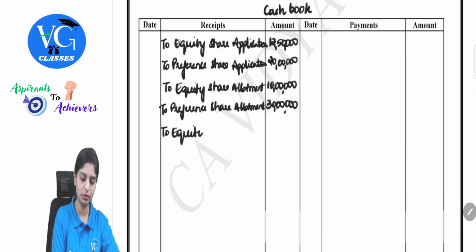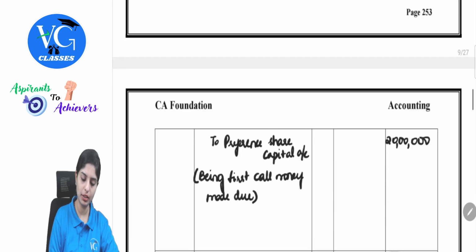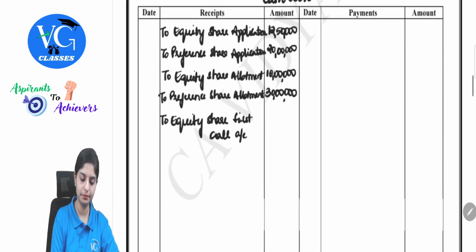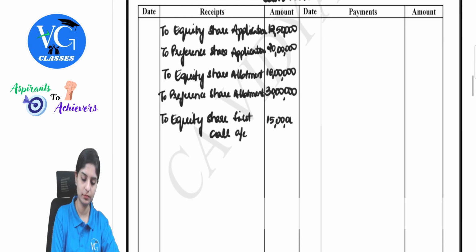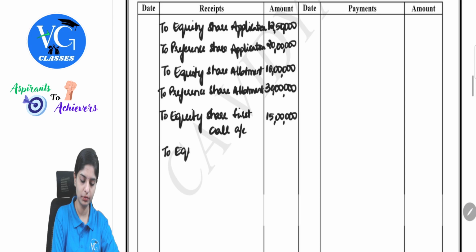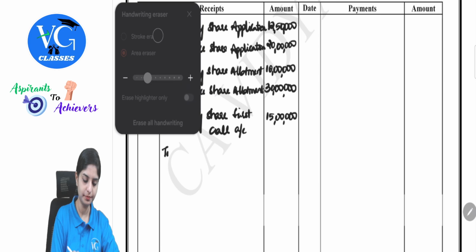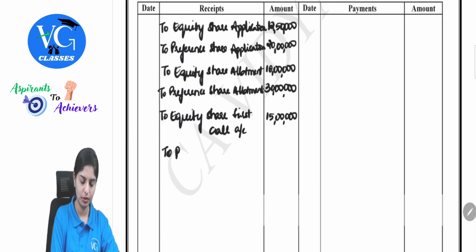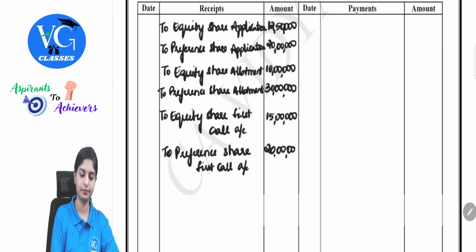To equity share first call. What was the value we took? 15 lakh and 20 lakh. To preference share first call account. This was 20 lakh.